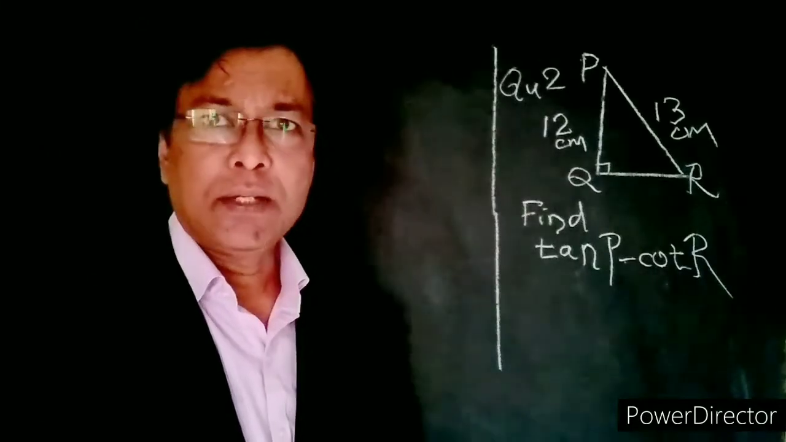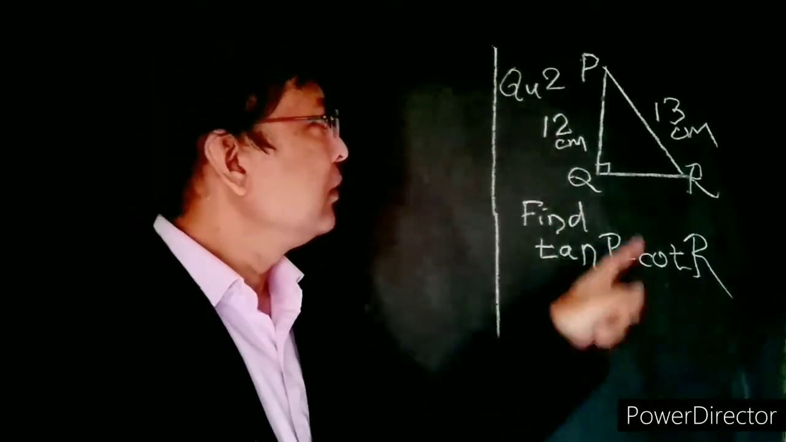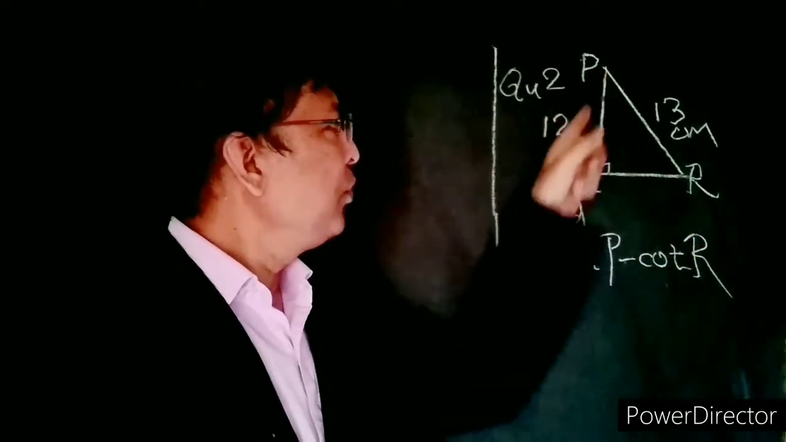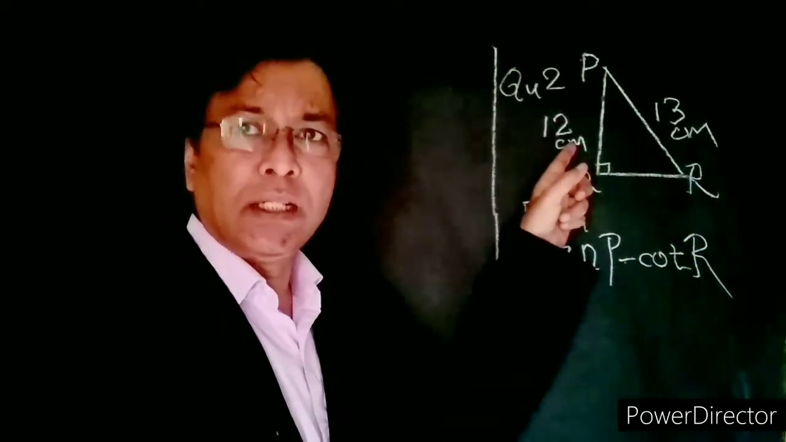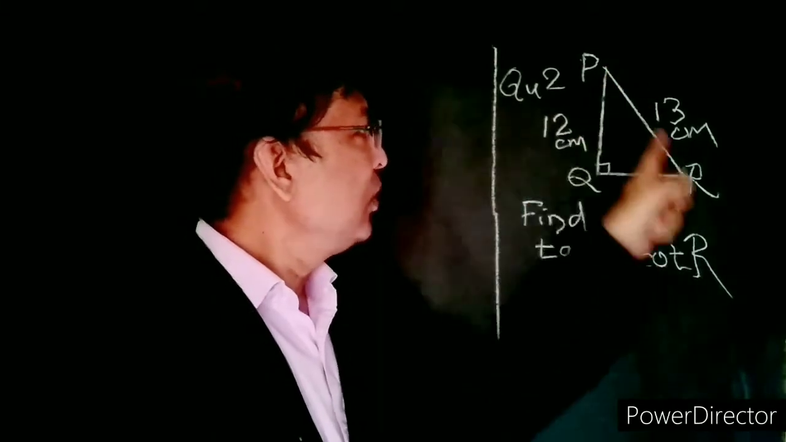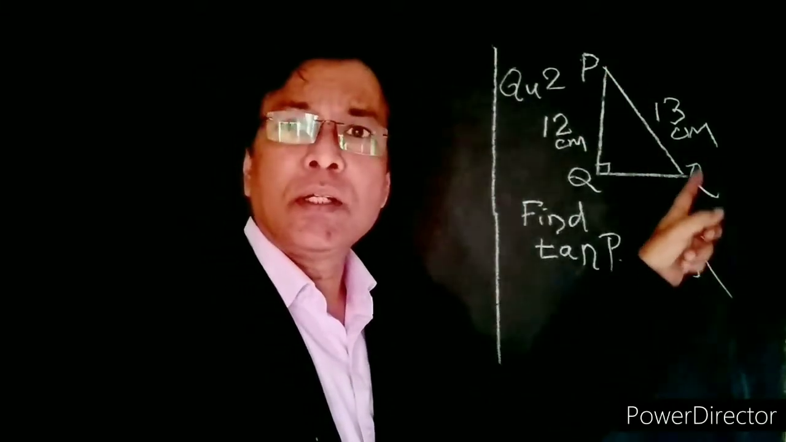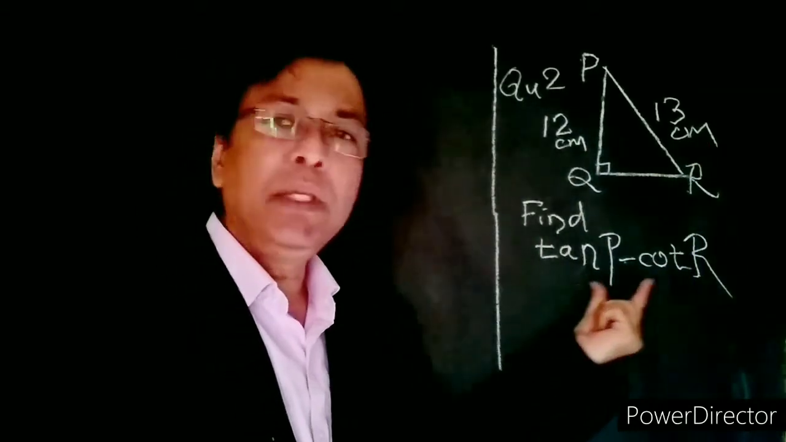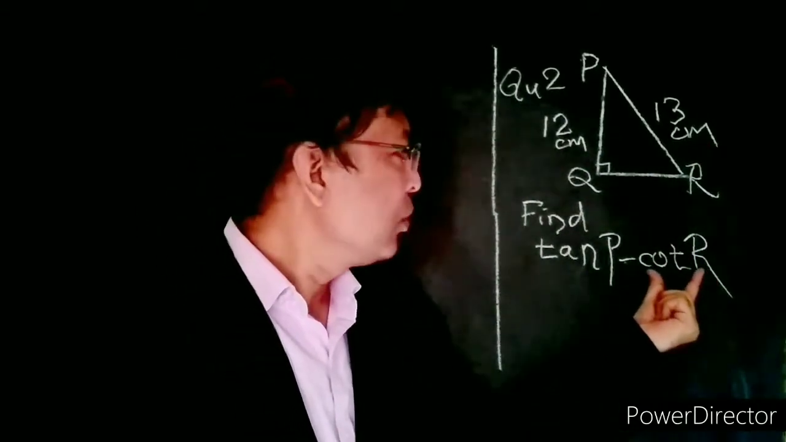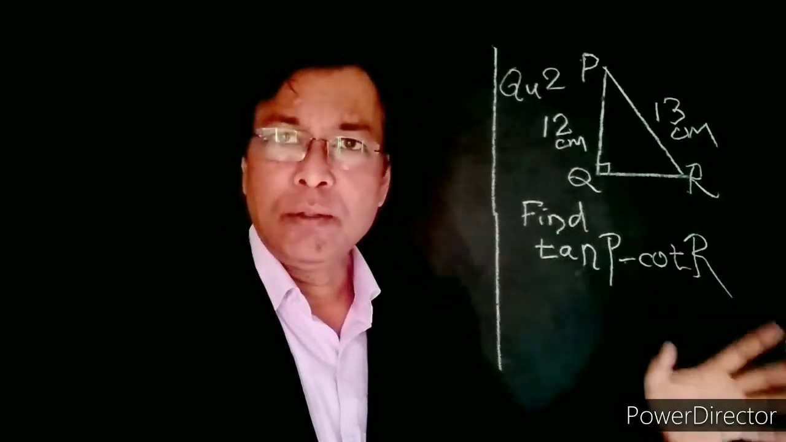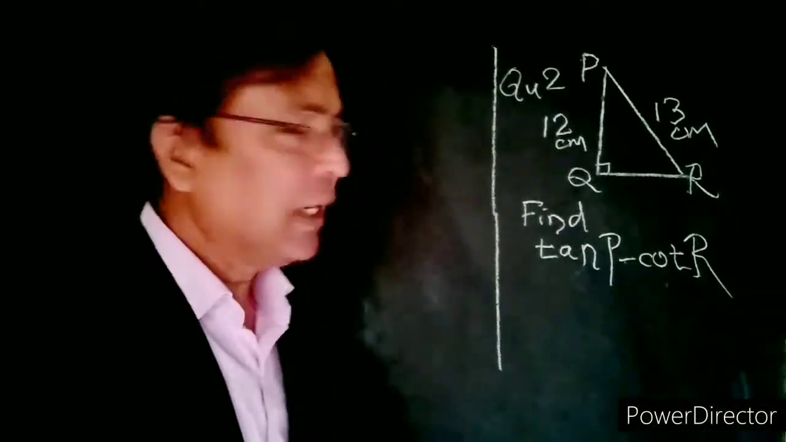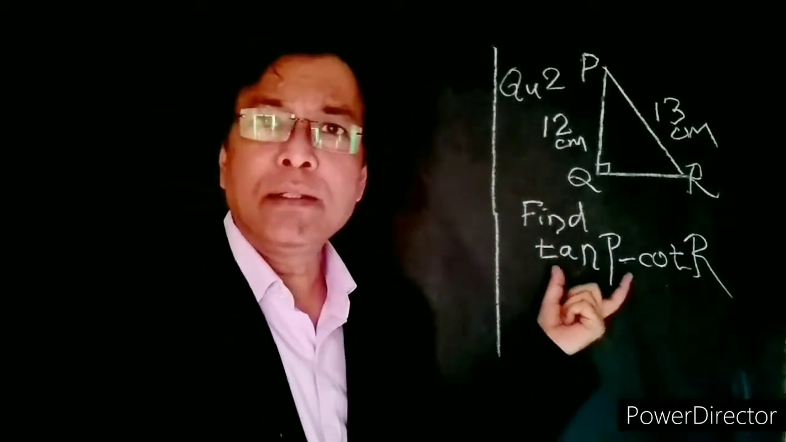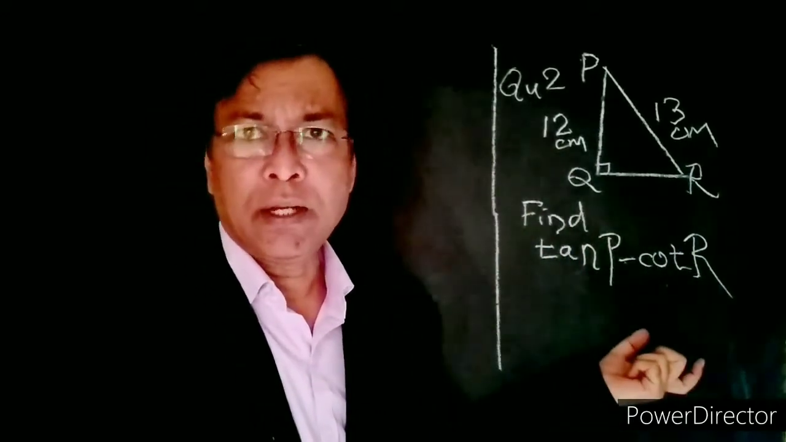Question number 2. In the figure, triangle PQR, the length of PQ is 12 cm. It is given. The length of PR side is 13 cm. It is also given. We have to find the tan P minus cot R value. What is the trick again? Two sides are given and we have to find the trigonometric ratios.